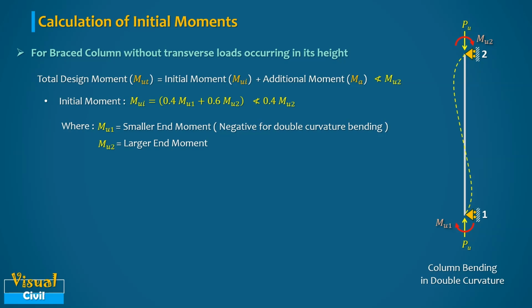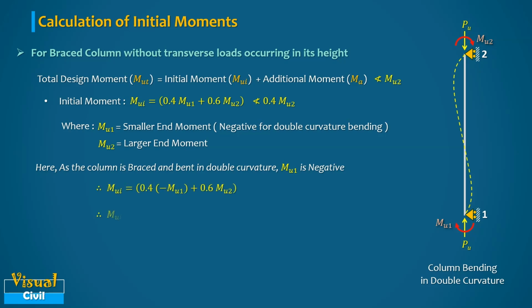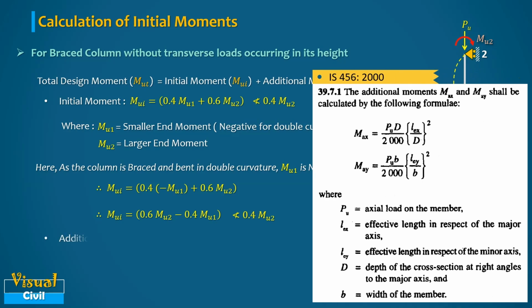In this example, the column is braced and bent in double curvature. Therefore, Mu1 will be negative. Hence, Mui can be expressed as 0.6 times Mu2 minus 0.4 times Mu1. The additional moments will be computed as per the expressions given in clause 39.7.1.